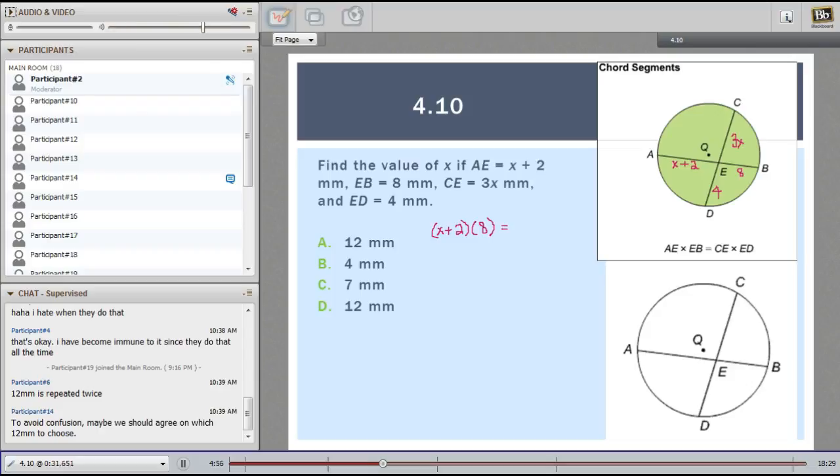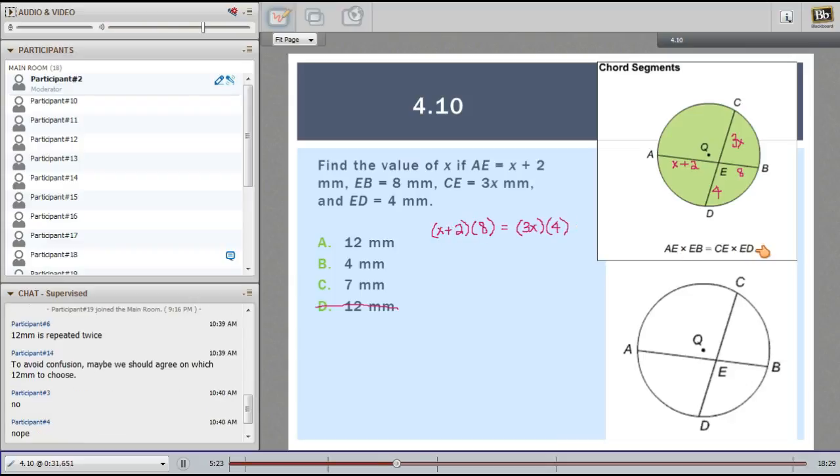Okay, that's true. Let's cross out D. Then we would take CE and ED and multiply. I'm just using this equation right here. I took AE and EB and multiplied here, and CE and ED and multiplied here. Any questions on how I got to this part? Do you guys see how to plug everything in? Okay.